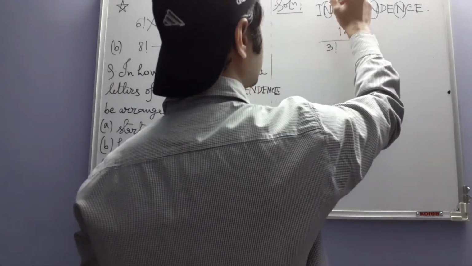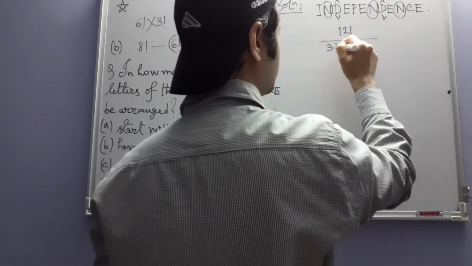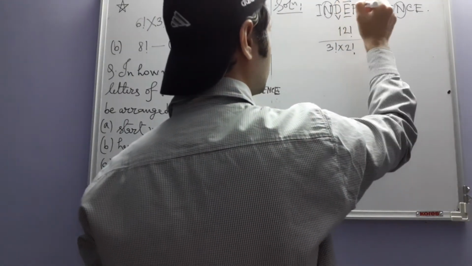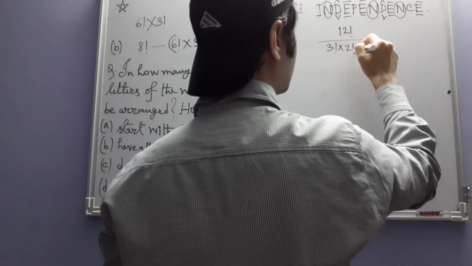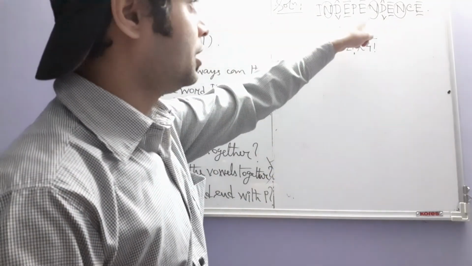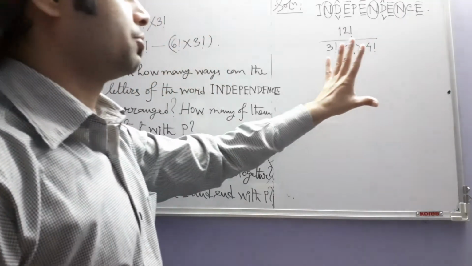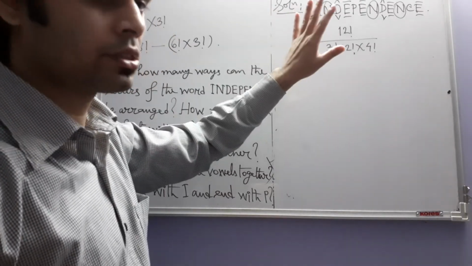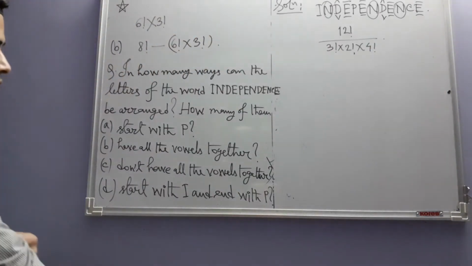But there are more repetitions. D appears 2 times, so we multiply this by 2 factorial. E appears 4 times, so we divide further by 4 factorial. P does not appear more than once. C also does not appear more than once, just like I. So this is the number of permutations of the letters of this word. That is the first part of the question.